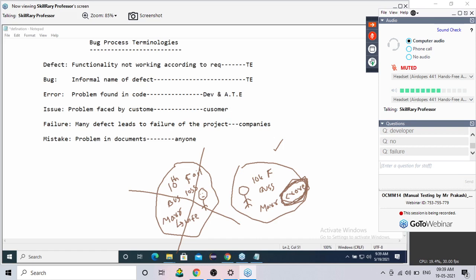Copy it, guys. Write fast, Pooja Kumari. Only four definitions, write fast. The mistake is nothing. If any documents are not proper, we call it a mistake. That's all. Any documentation you're writing, if it is not proper, we call it a mistake.